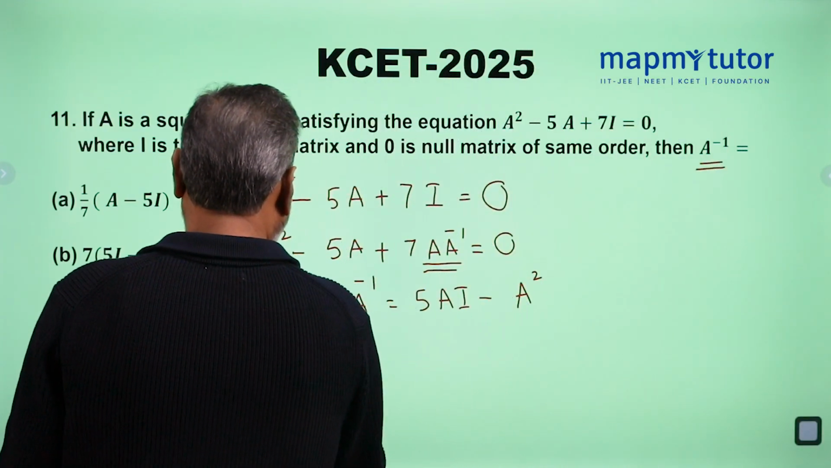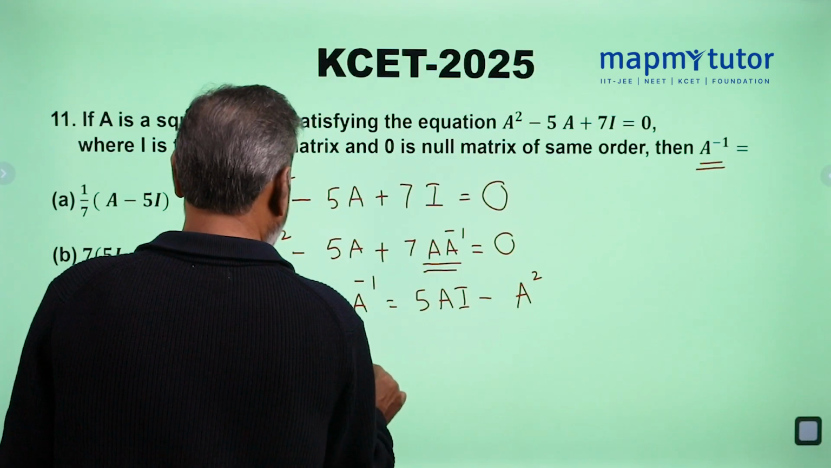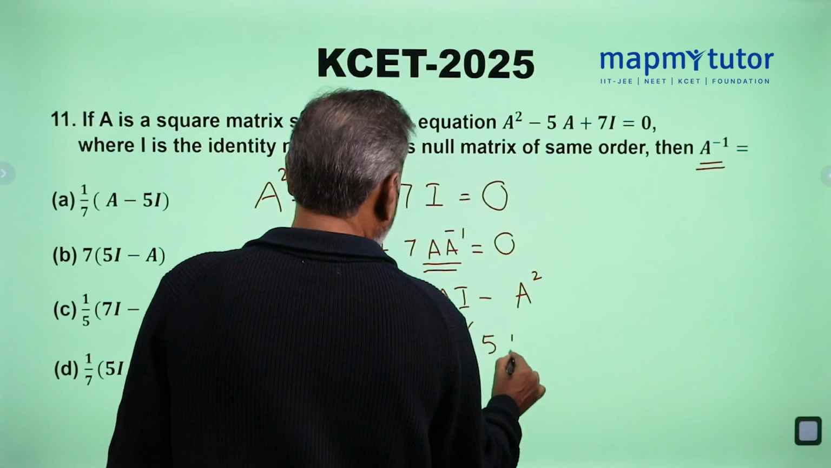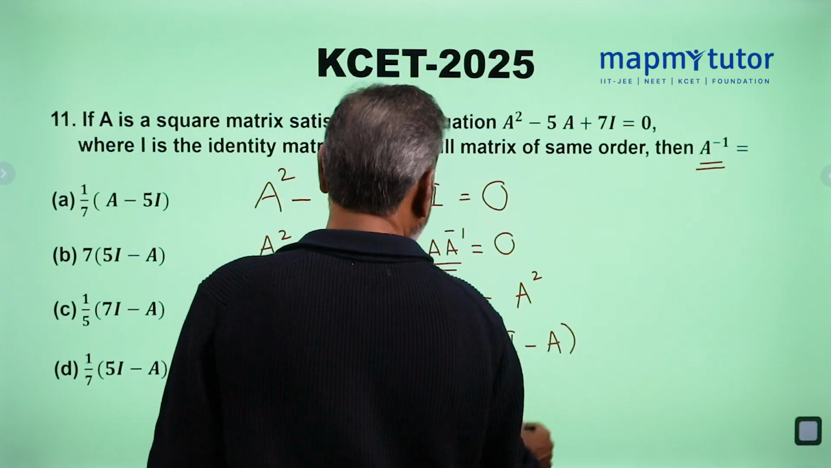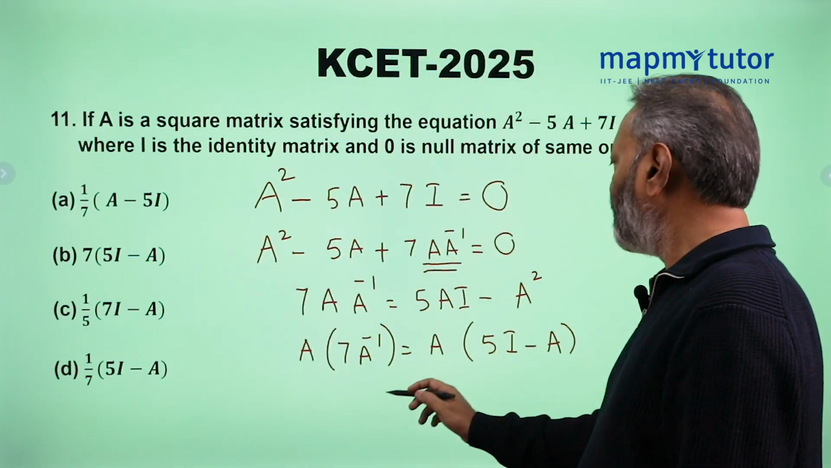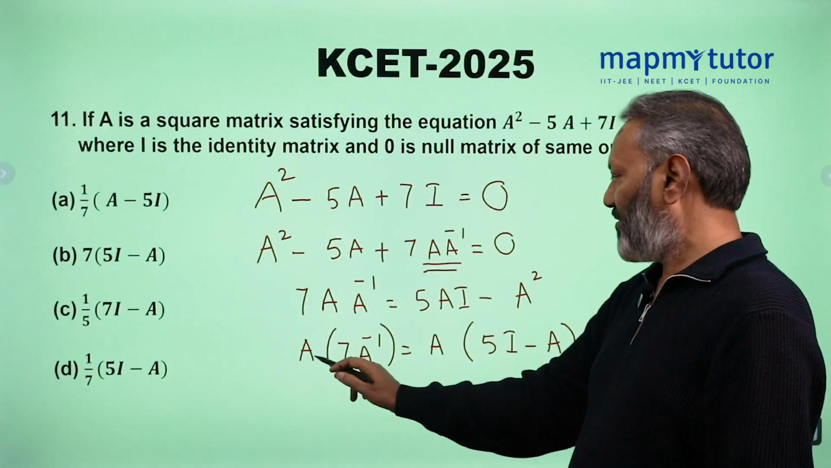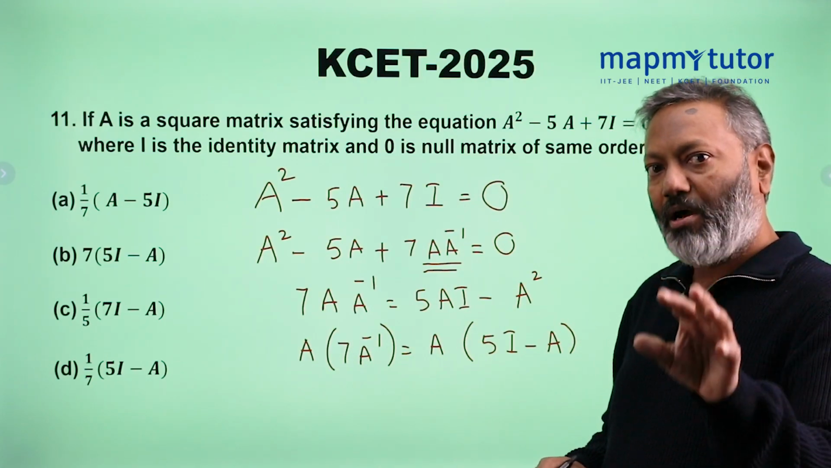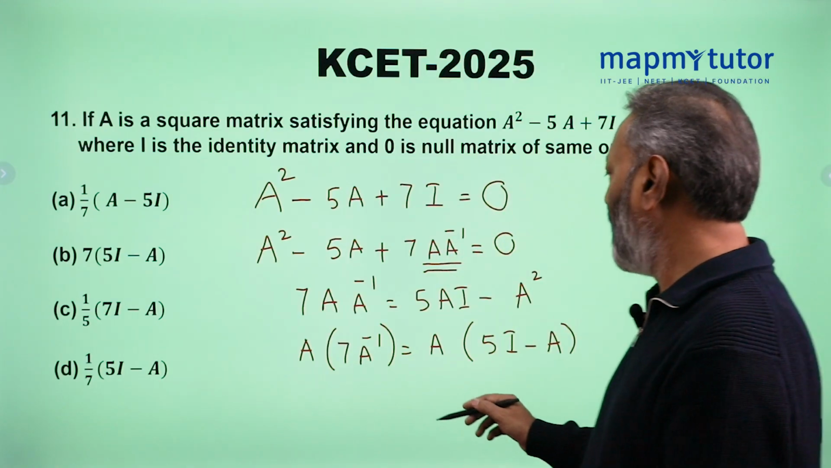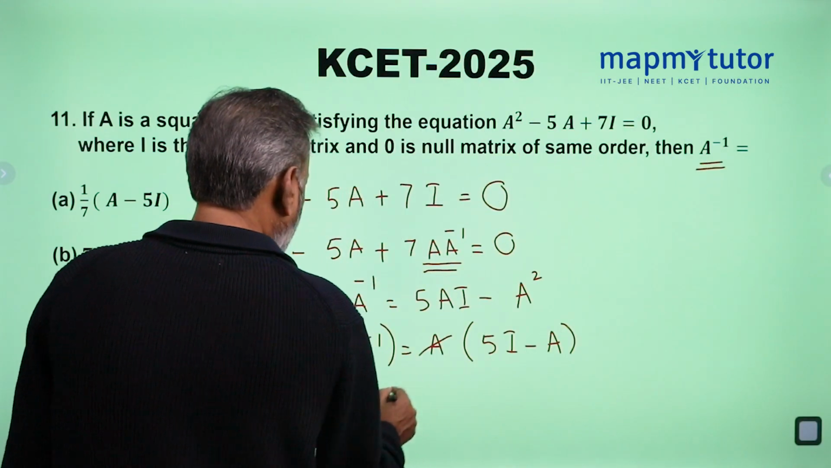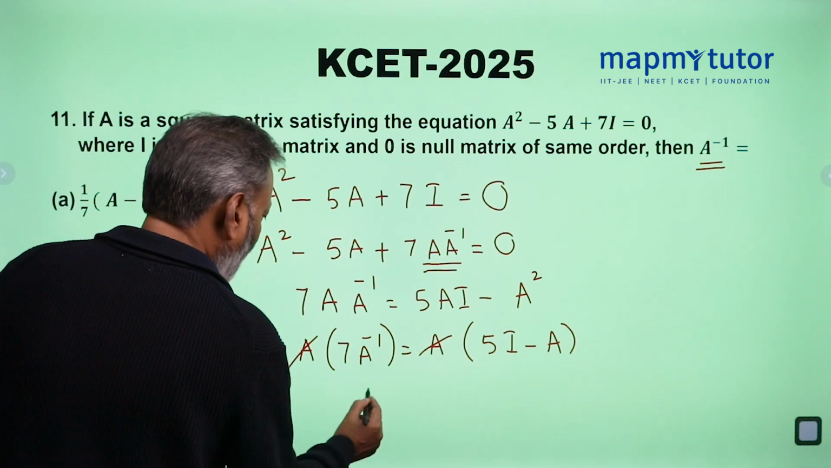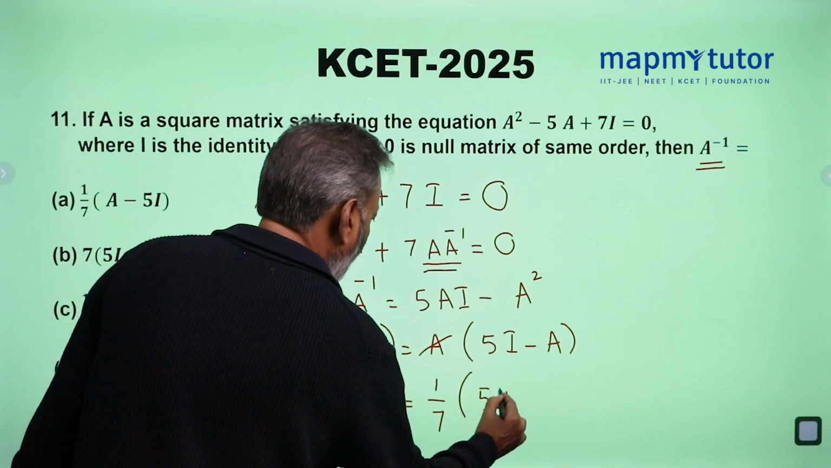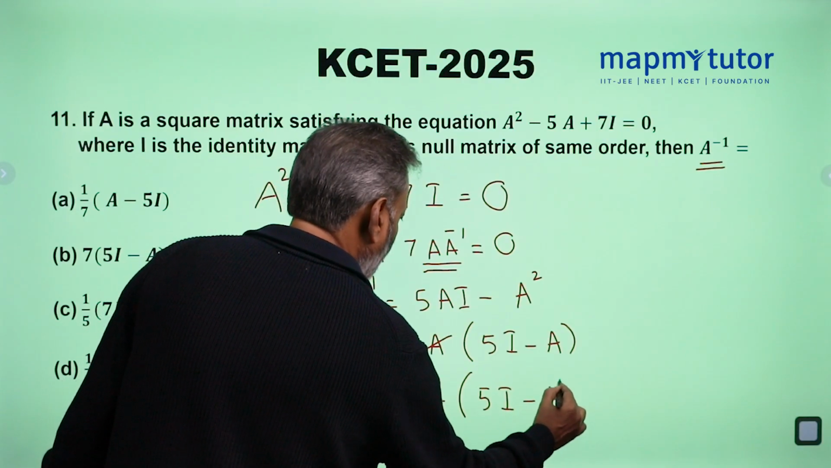Now, I can use the left cancellation law in matrices by taking A out. See, like this. On the right side, I took A common. Here also, I have written A separately on the left side, and I can cancel this A. It is not like algebraic cancellation, but there is a law called left cancellation law in matrices. If I cancel that, I get 7A inverse, but I need A inverse, so divide by 7: 1 by 7 times 5I minus A.